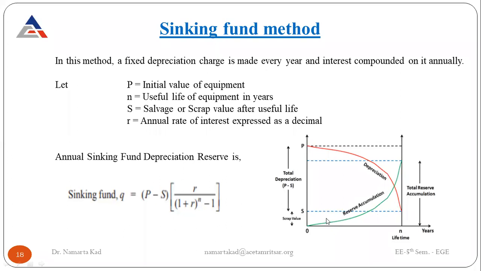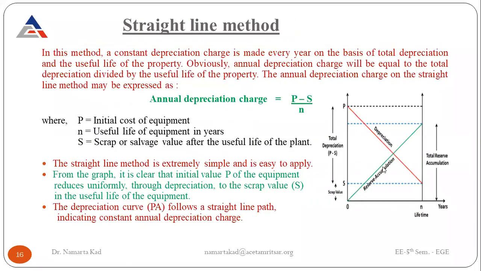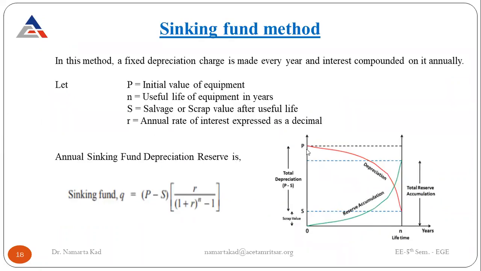As in the straight line method, the graph shows you straight lines for the depreciation and for the reserve accumulation also. Just see here. For the straight line method, there are straight lines, but for the sinking fund method, there are slight curves. This red line represents the depreciation, and this green line represents the reserve accumulation.